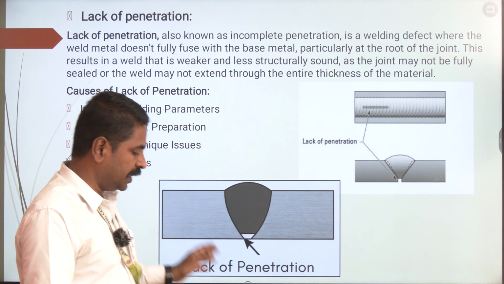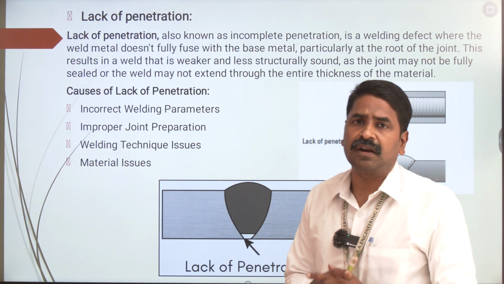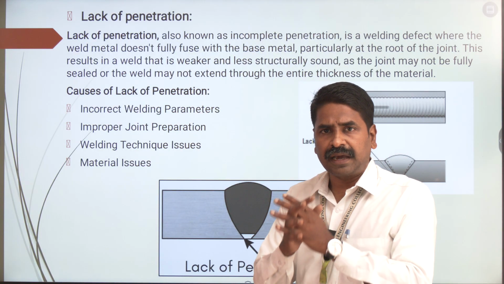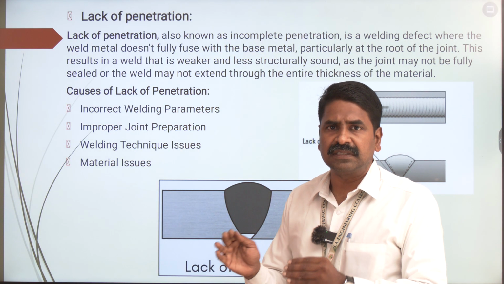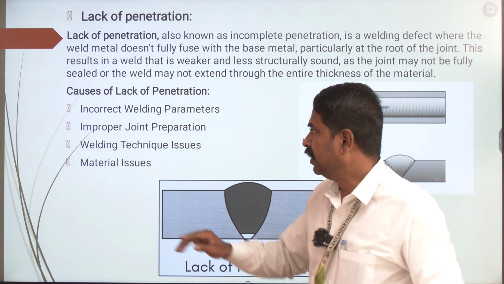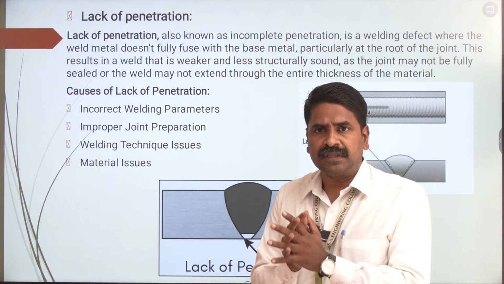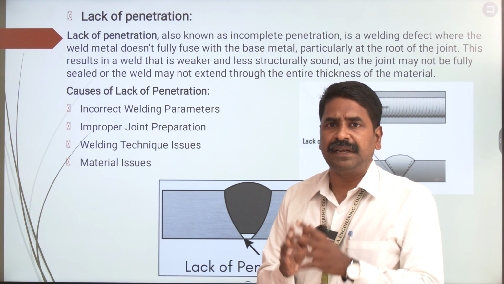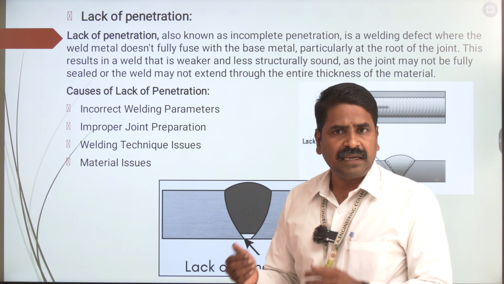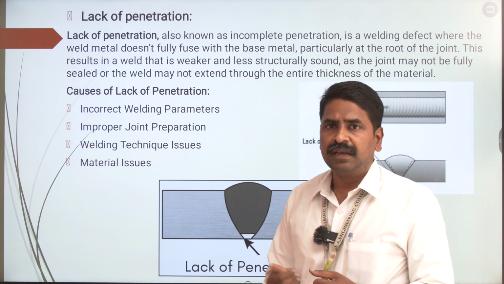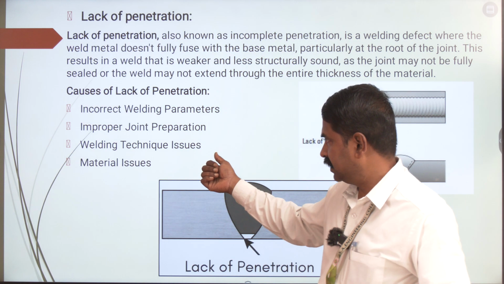And why is it going to happen? It is going to happen due to many reasons. If you do not select a correct combination of welding parameters, this lack of penetration will happen. That is incorrect welding parameters. Then if you have not prepared the joint, or joint preparation has not taken place in a proper manner, then this lack of penetration will happen. That is due to improper joint preparation.